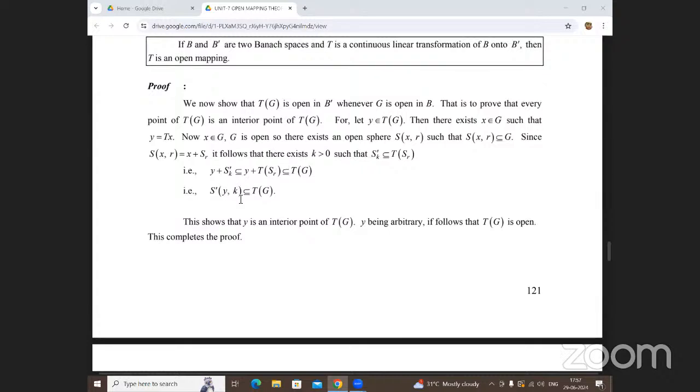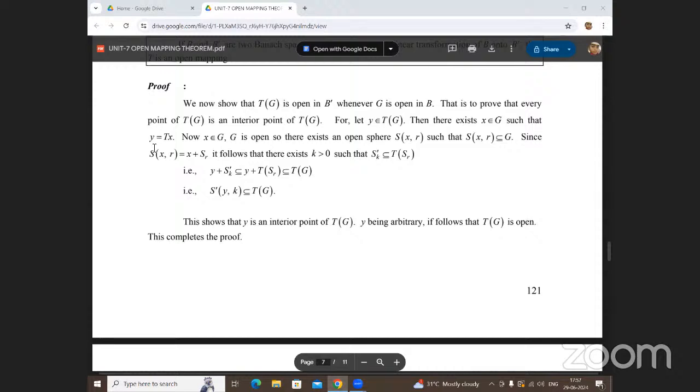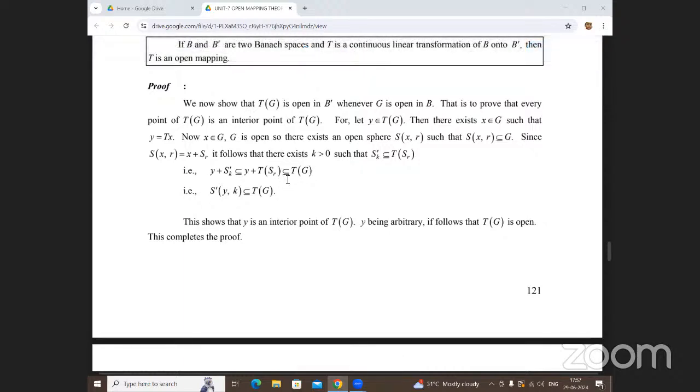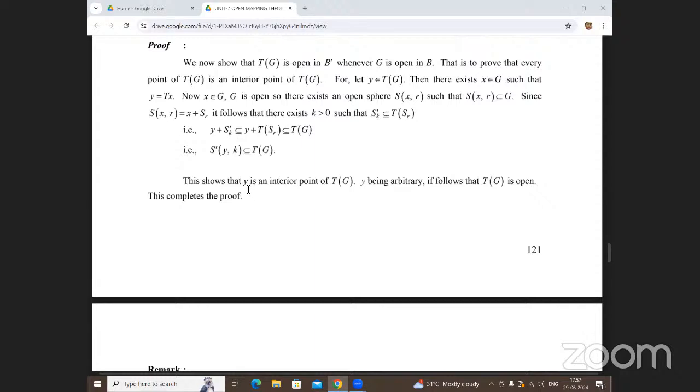So S dash of Y and K. This value can also be written as S dash of Y and K contained is equal to T of G. Y plus SK dash can also be written as S dash of Y and K, because K is its radius and Y its center in the image of the open sphere. It is contained in T of G. This shows that Y is an interior point of T of G.